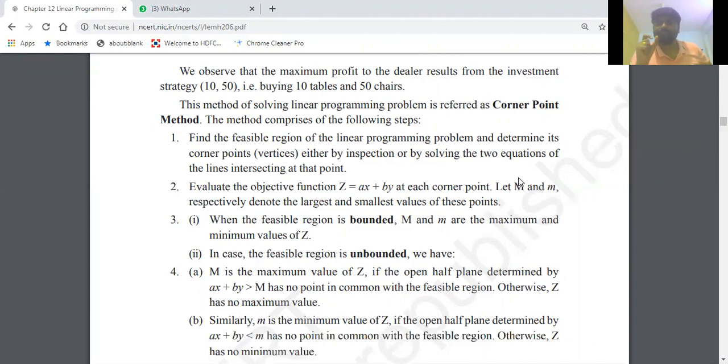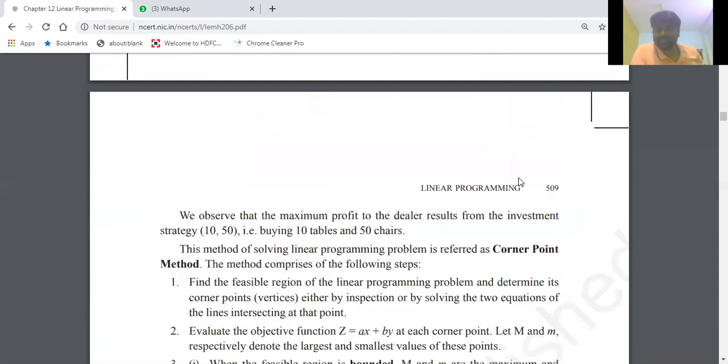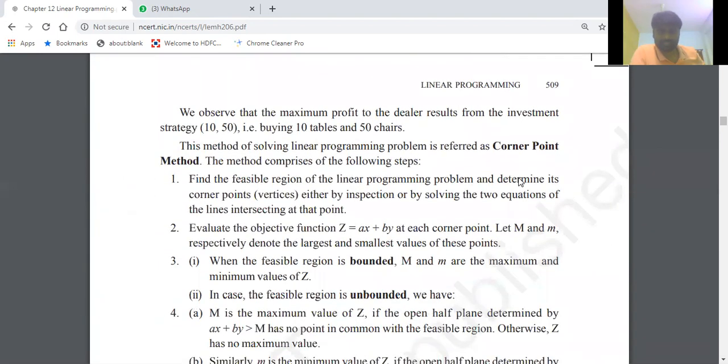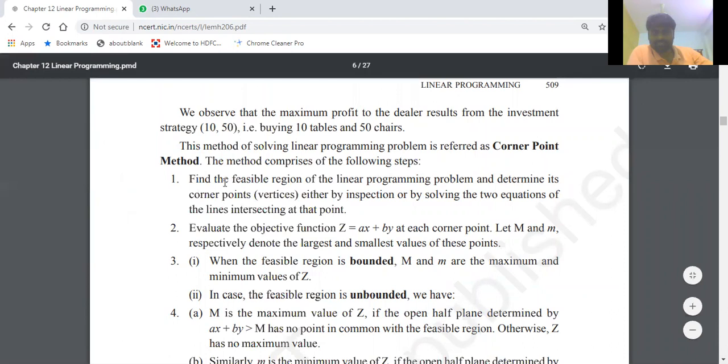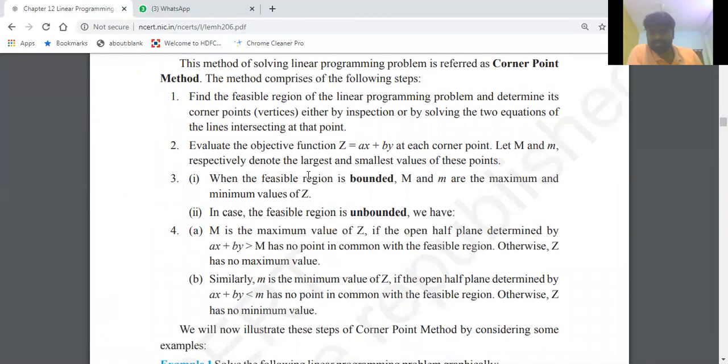Okay, so what is the maximum profit? 6,250. Right. So in which scenario will we get the maximum profit? By purchasing 10 tables and 50 chairs, in that strategy. See, these are the steps as we discussed already. Don't get confused, just follow any one method. No need to go through these other methods. Just follow one particular method.